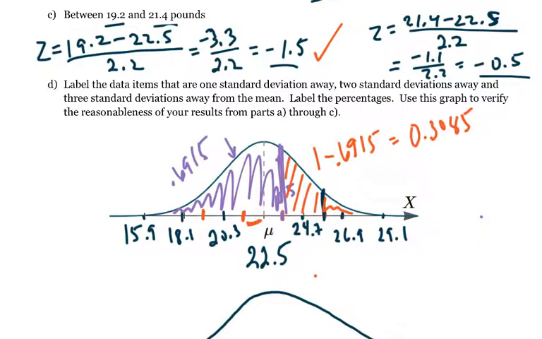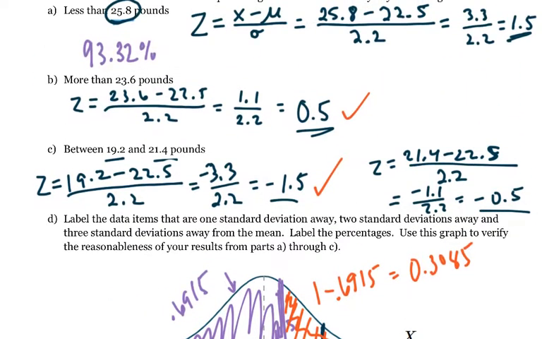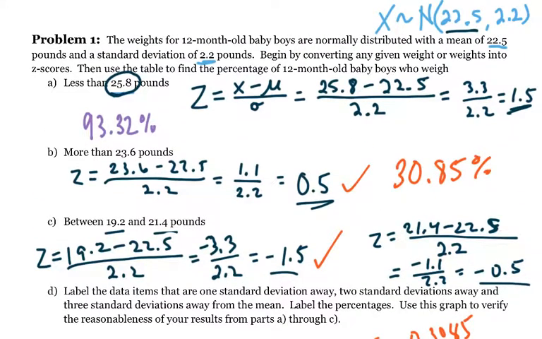So when we subtract that, we get that 0.3085 is the area under the curve to the right of that value, which means those are the percentage of data points that are greater than that weight that we were looking at. And so therefore, the percentage for B would be 30.85%. So if we wrote that out in a full sentence, we would say 30.85% of 12-month-old baby boys have a weight that is greater than 23.6 pounds.